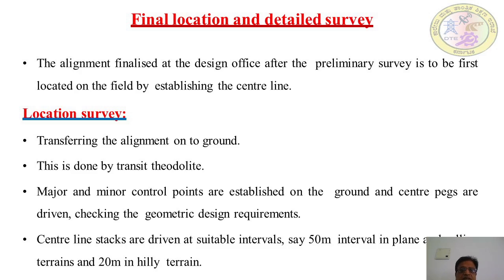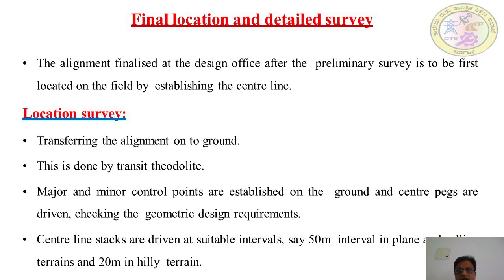The alignment finalized at the design office after the preliminary survey is to be first located in the field by establishing the center line. So you will be doing all these things in the office. Once you collect all these details from the field, you go to the design office, work out all the alternatives and find out the best alignment. Once you find that best alignment in the office, the same needs to be transferred to the field.